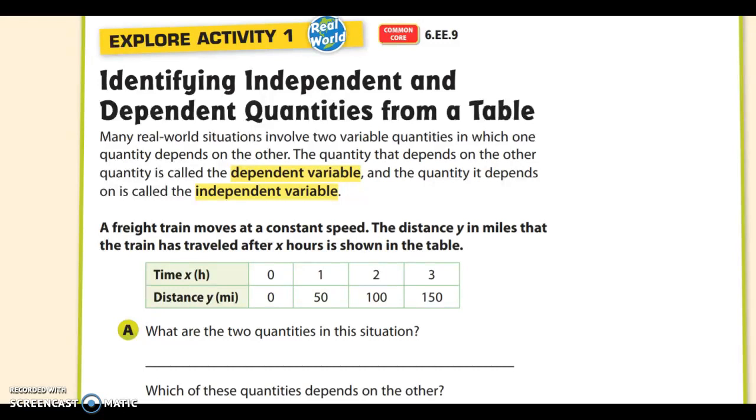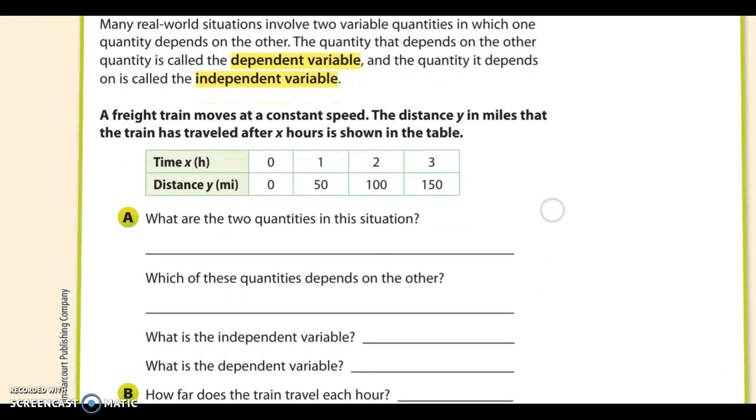Identifying independent and dependent quantities from a table. Many real-world situations involve two variable quantities in which one quantity depends on the other. The quantity that depends on the other is called the dependent variable, and the quantity it depends on is called the independent variable. A freight train moves at a constant speed. The distance y in miles that the train has traveled after x hours is shown in the table.